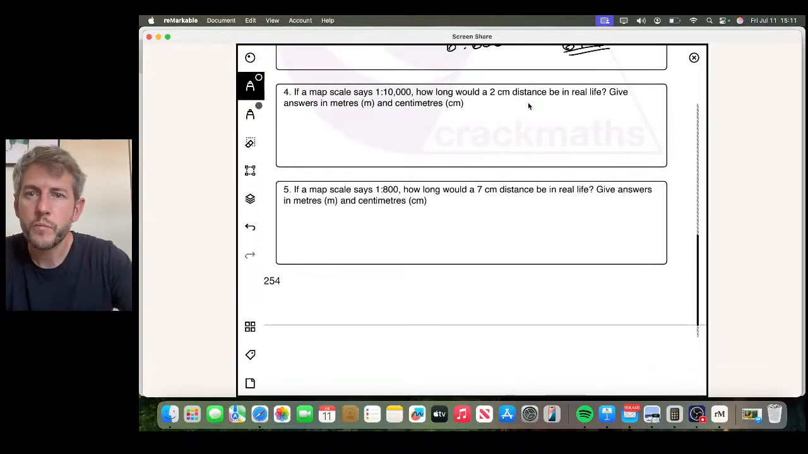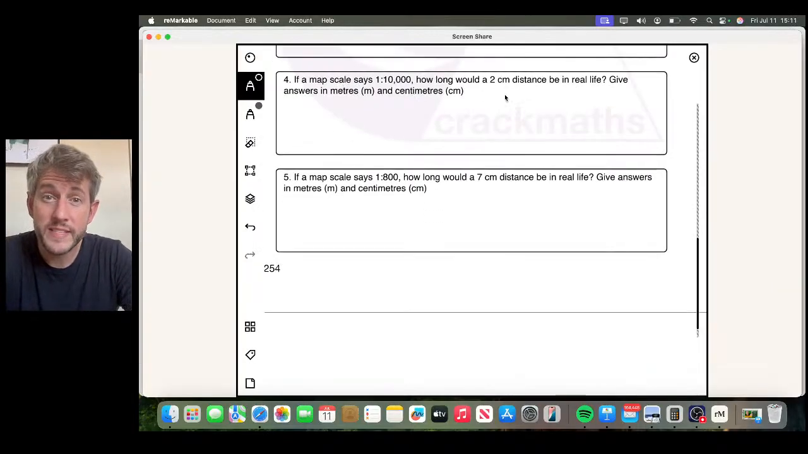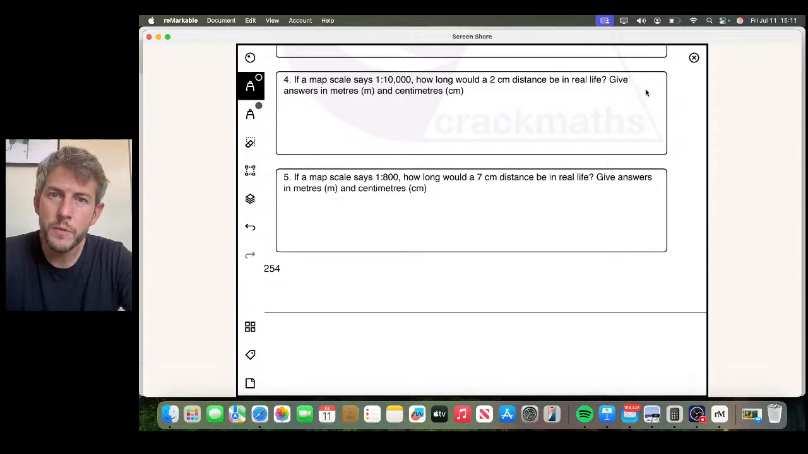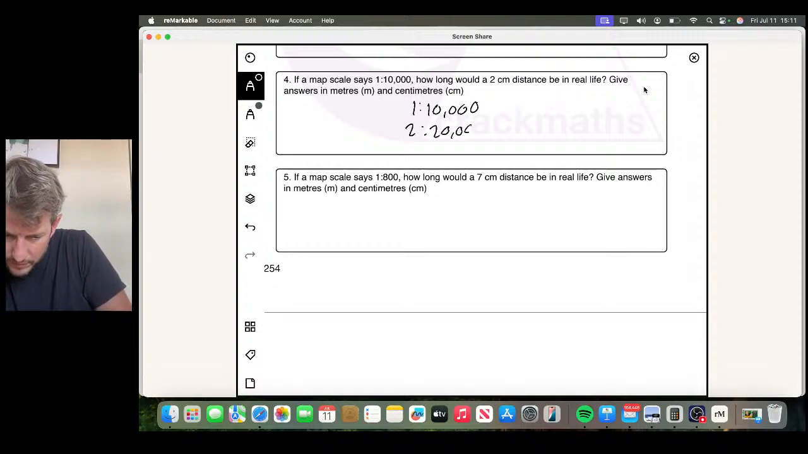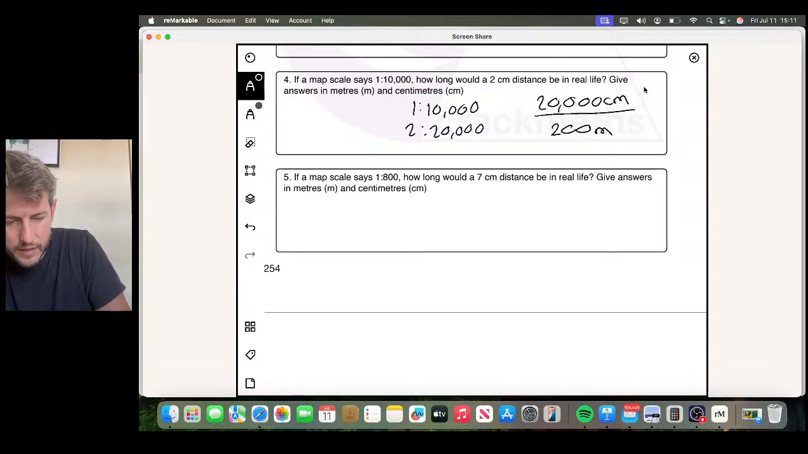Question 4. If a map scale says 1 to 10,000, how long would a 2 centimetre distance be in real life? So 1 to 10,000 is 2 to 20,000. So that's 20,000 centimetres. Okay, or take off the 2 zeros, that's 200 metres. Okay.